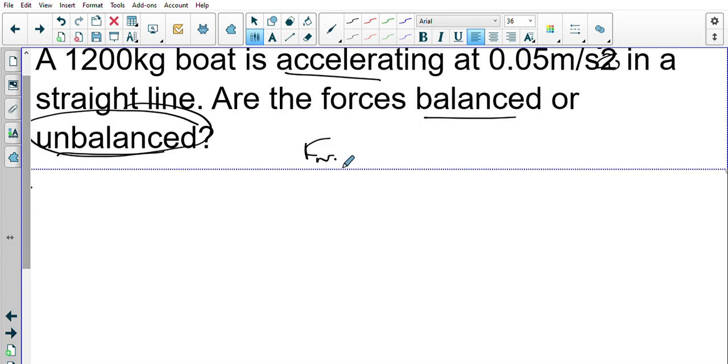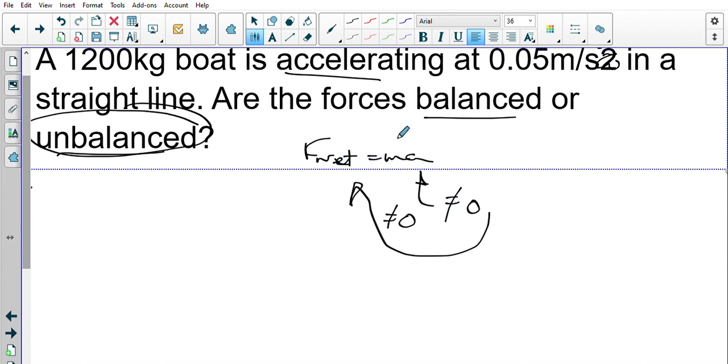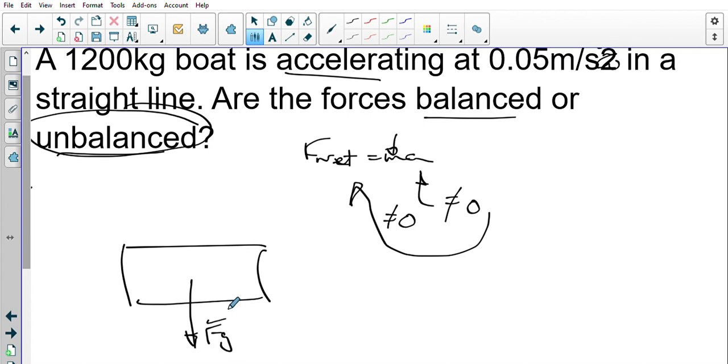Newton's second law: F net is equal to ma. If the acceleration is not equal to 0, then the net force can't be equal to 0 either. The only way the net force can be equal to 0 is if the mass is equal to 0, and that doesn't make any sense. All right, so let's draw our boat. There's our boat. What forces do we have? Well, we have the force of gravity. Excellent. Do we have an upwards force balancing it? Yes. And that's going to be a buoyant force because it's a boat and it's floating.